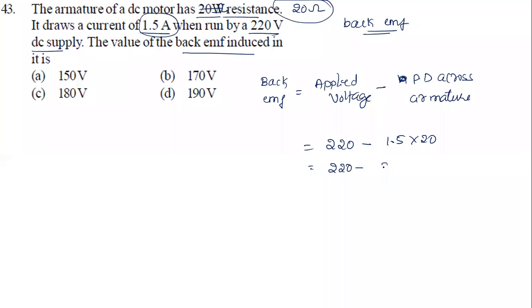So it is actually what now? 3 by 2, right? It is 3 by 2 multiplied by 20. So it is 10, right? So it will become 220 minus 30. So it will be 190 volt. So that is the answer, 190 volt.